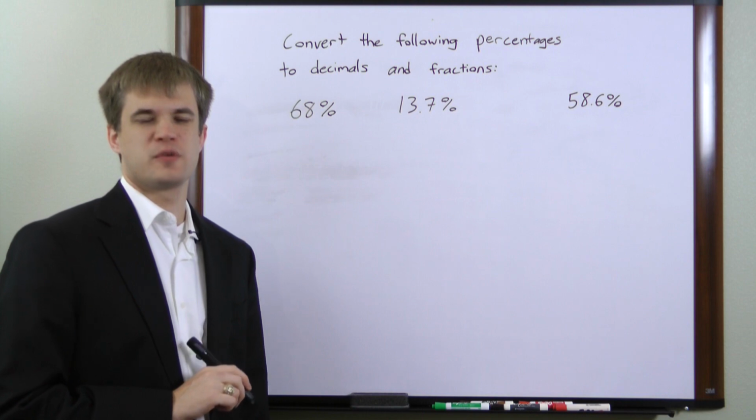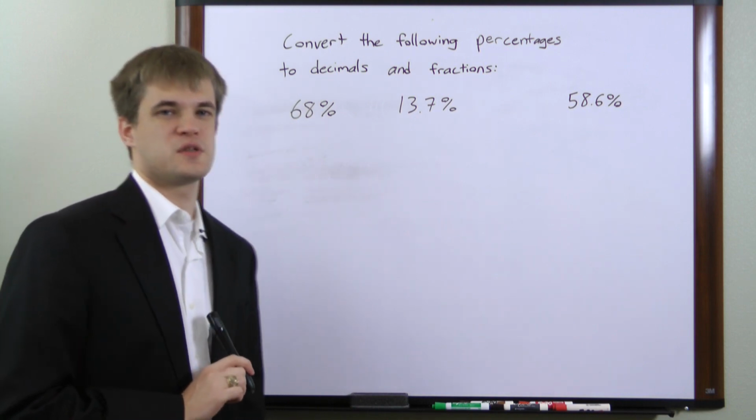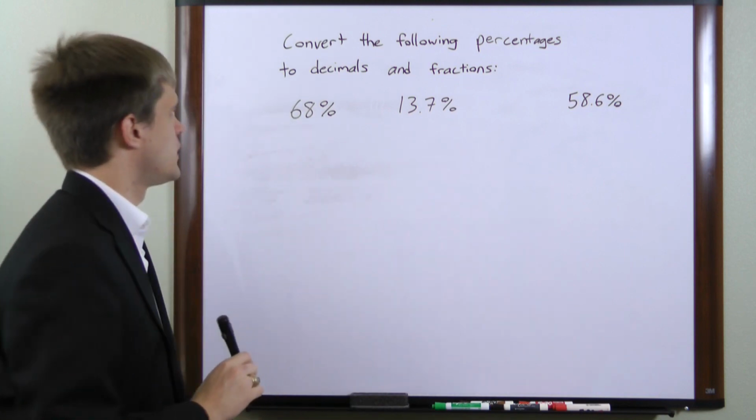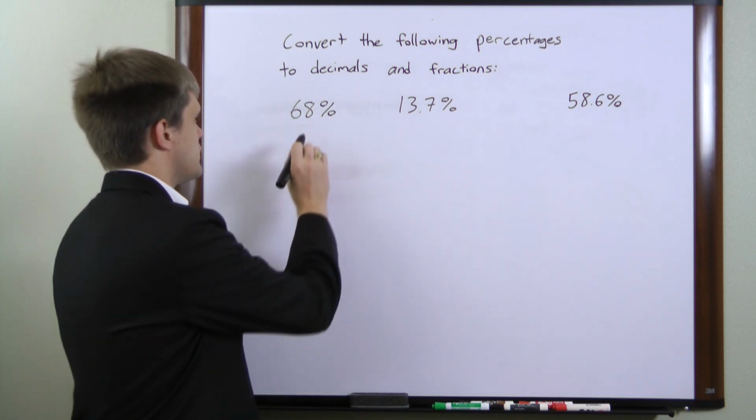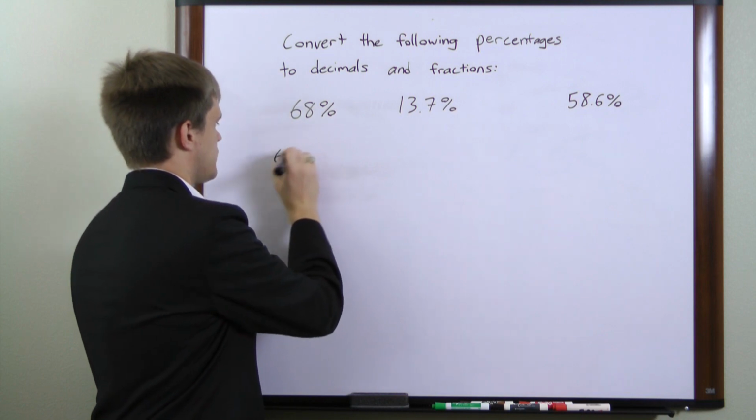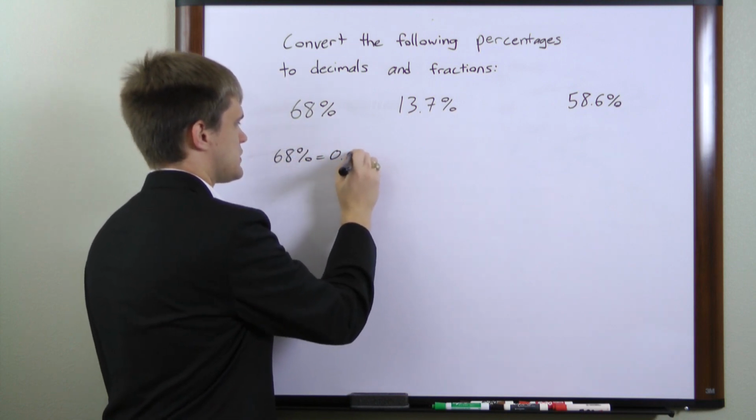The methods for converting a percentage to a decimal and a fraction are fairly straightforward. Let's look at some examples. First, we have 68%. To convert a percent to a decimal, all you have to do is move the decimal point 2 places to the left. So, for instance, 68% is equal to 0.68.